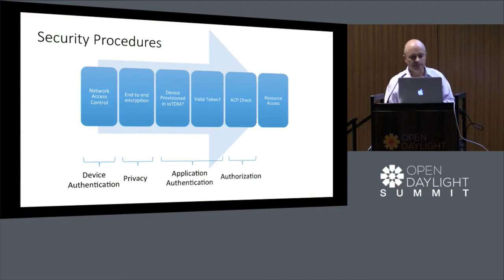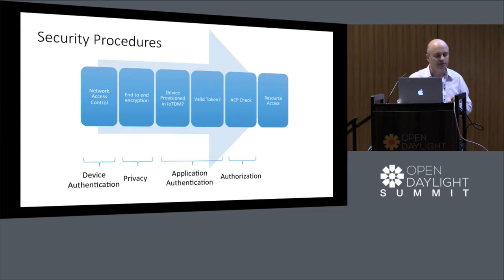Now, about security. Here is how security works. We paid attention to security because security in IoT is a big deal. So the security procedure goes like this. From the left to the right, when the device comes up, it has to register with the network. So you have a first barrier.